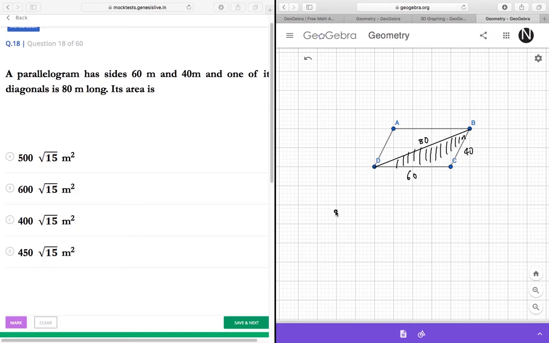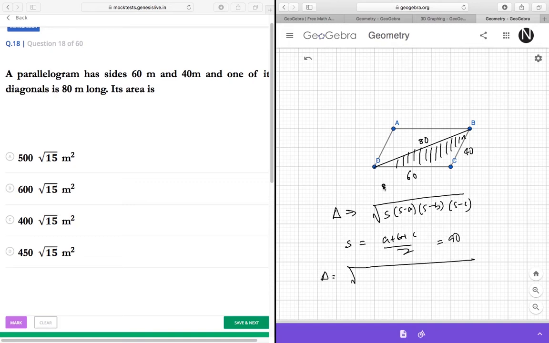As simple as that. So the area of the triangle in this case, we can use the formula square root of s into s minus a into s minus b into s minus c, where s is equal to a plus b plus c by 2. Which will be 60 plus 40, 100, plus 80, 180 by 2, 90. So area will be equal to root of 90 minus 90 into 90 minus 80 is 10, into 90 minus 60 is 30, into 90 minus 40 is 50. I will rewrite this as root of 90,000 multiplied by root of 15, which will be 300 root 15. So this is the area of the triangle.